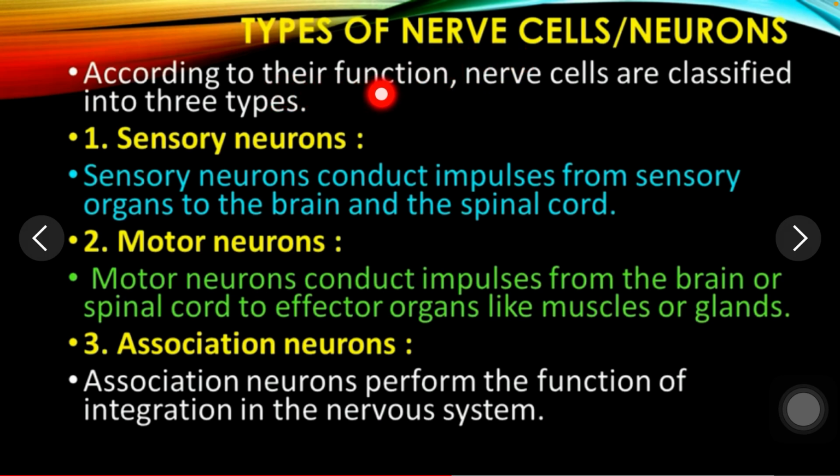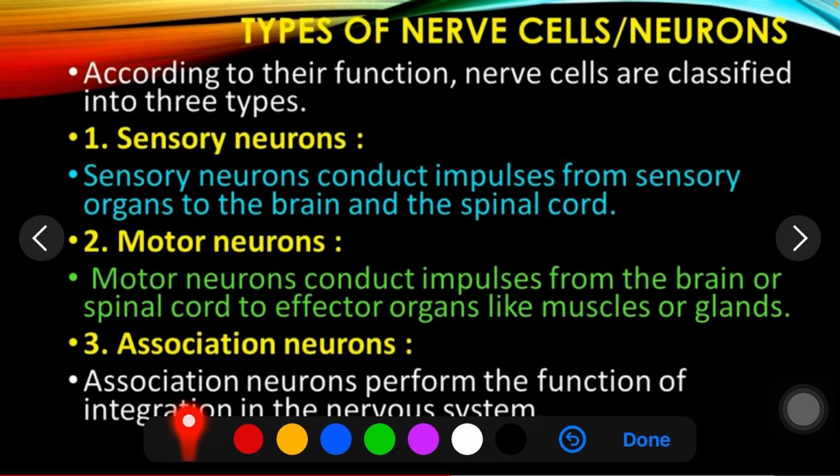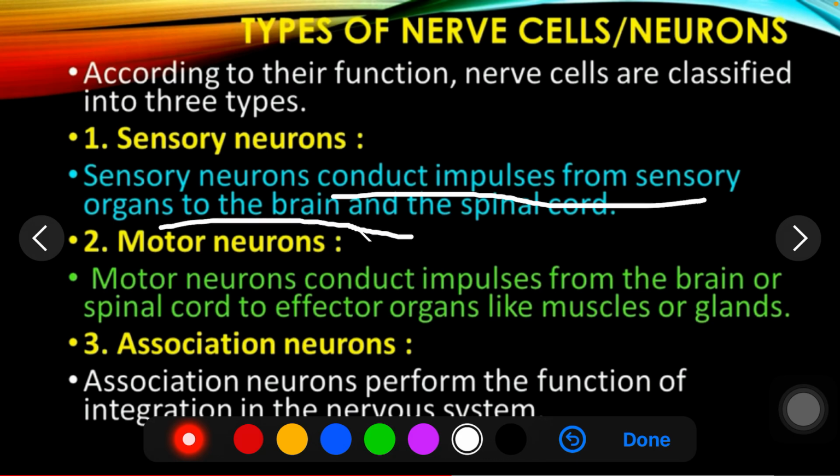According to their function, nerve cells are classified into three types. First is sensory neurons, then motor neurons and association neurons. Students, sensory neurons are those which conduct impulses from the sensory organ to the brain and the spinal cord. Are you understanding? Sensory organs may be your skin, your muscles, okay, and the impulses, means messages, go to the brain and the spinal cord.